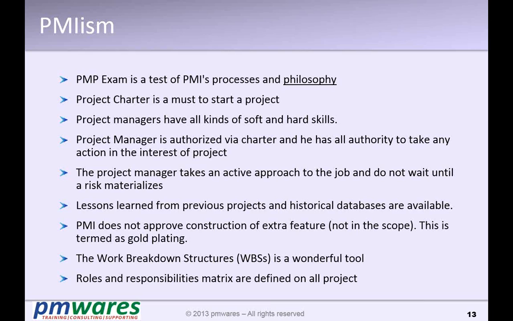PMI does not approve the construction of extra features. That means you only deliver what is in the scope or what is signed off with the customer. If you try to deliver some extra feature beyond the scope of the project, it will be termed as gold plating. The suggestion here is, if you find a feature which is useful on the project, you please propose it to the customer. If the customer approves it, you include this into the scope and then do it, otherwise reject it. The work breakdown structure is a wonderful tool. In fact, it is the most important thing for planning. Roles and responsibility assignment matrices are defined in all the projects.